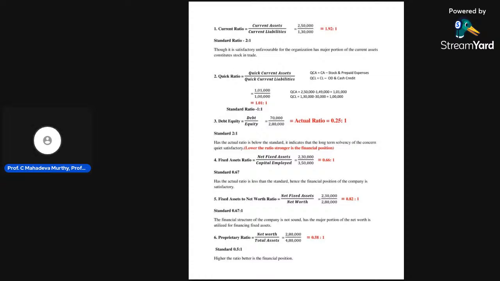See that in the position statement. Net fixed assets are 2,30,000. Net worth is nothing but equity, 2,80,000. 2,30,000 divided by 2,80,000 is 0.82 is to 1. The standard is 0.67. What does the narration say? 0.67 is the standard, and here 0.82 is there.